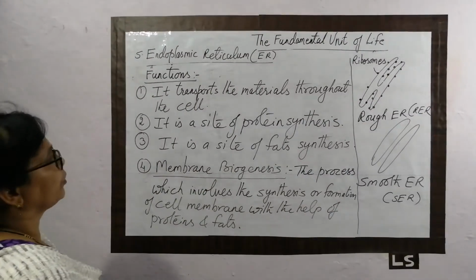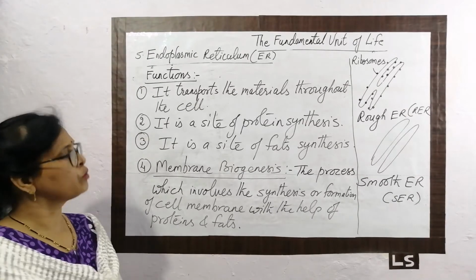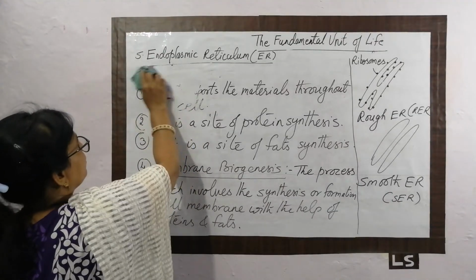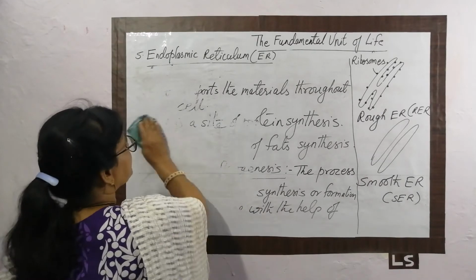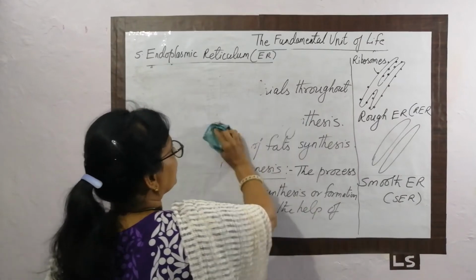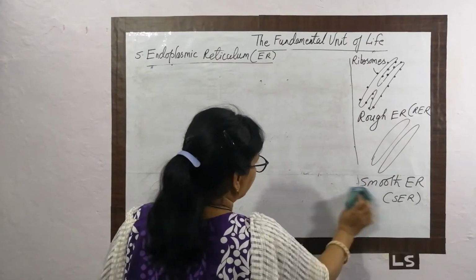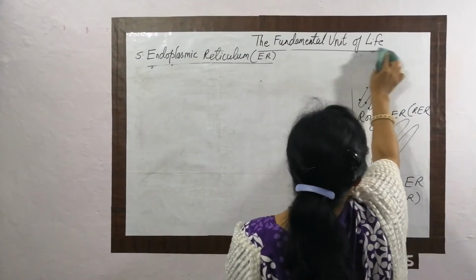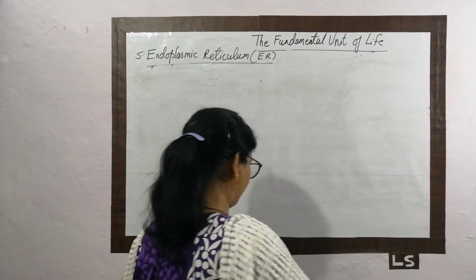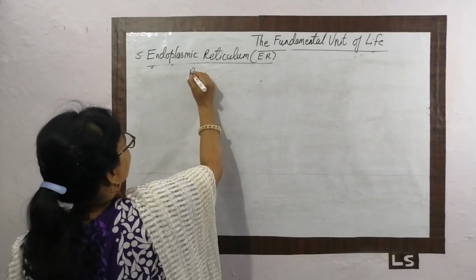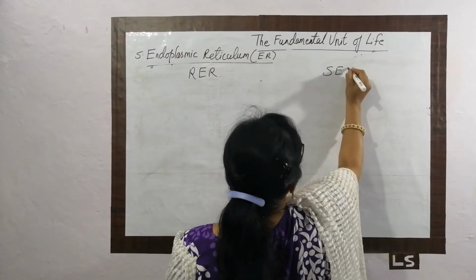Now the last topic for today is the difference between rough endoplasmic reticulum and smooth endoplasmic reticulum. That is an important question. From the point of view of the 9th class, what is the difference between the smooth endoplasmic reticulum and rough endoplasmic reticulum? Now I am going to rub this diagram. You have to remember it when you write the difference between these two.